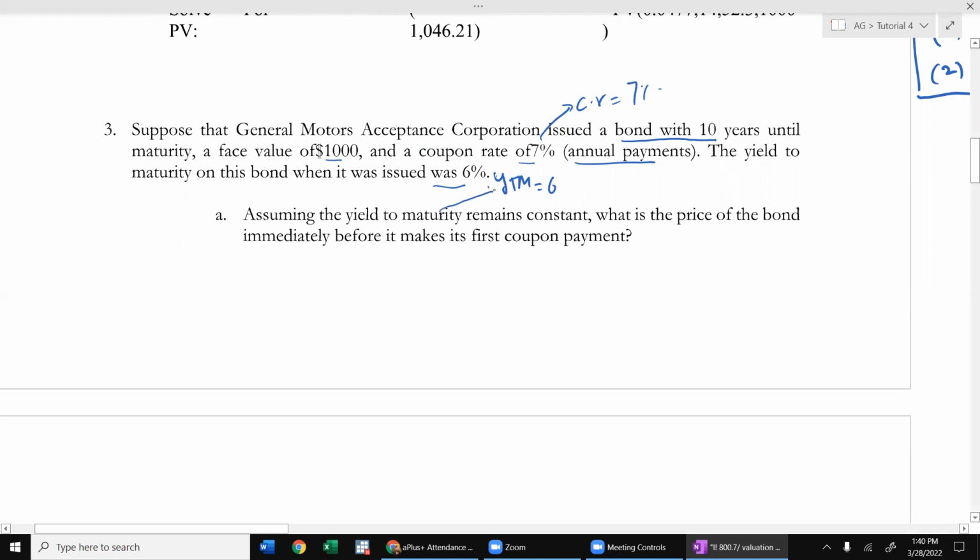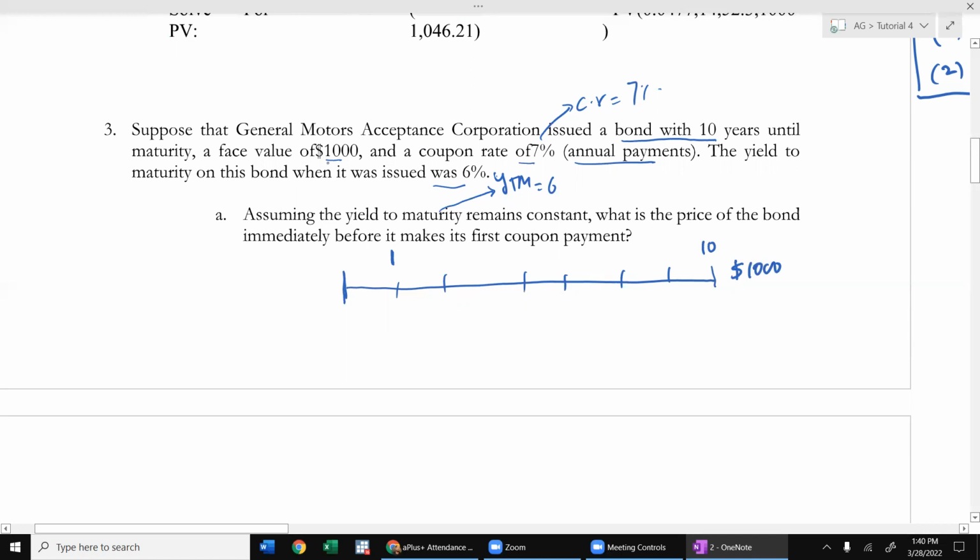Now assume the yield to maturity remains constant. What is the price of the bond immediately before it makes its first coupon payment? This is a very important situation you should remember. So let's draw this on a timeline. How many payments do we have? 10 payments, right? So let's say this is payment number 1. And when it matures, how much will we get? We will also get an extra 1000 as a face value.